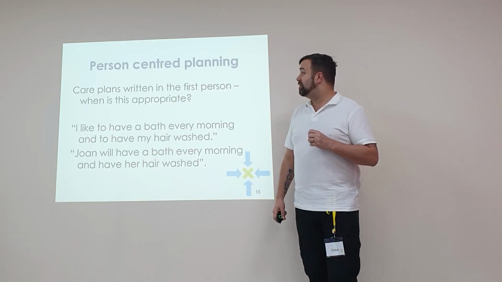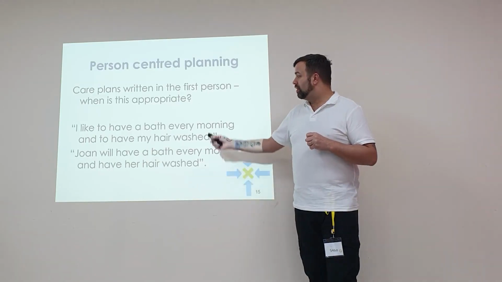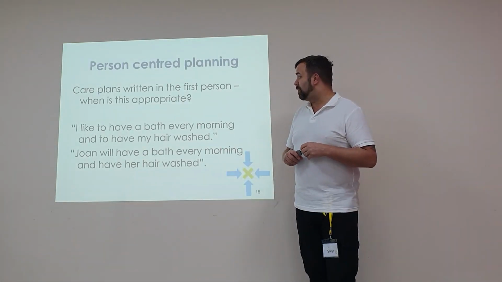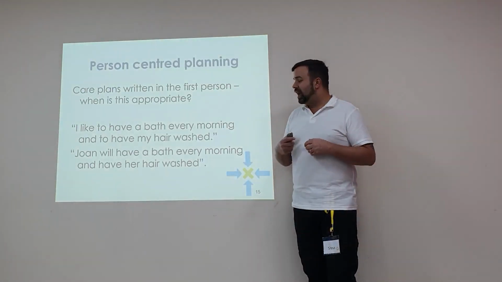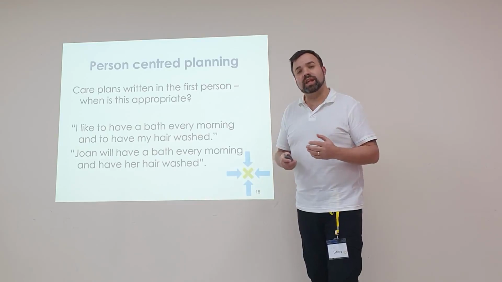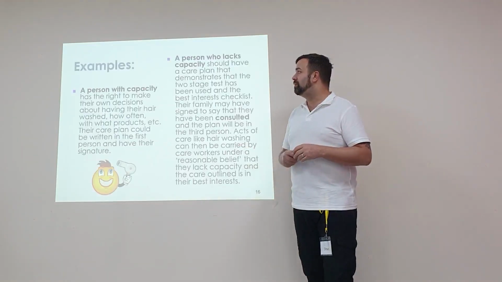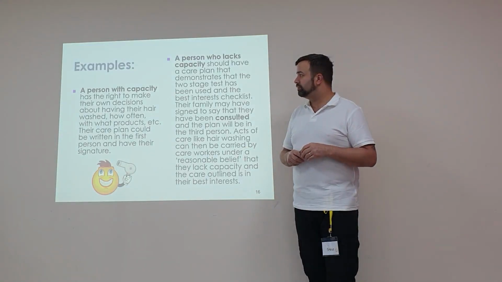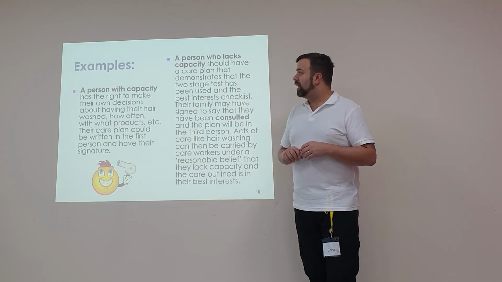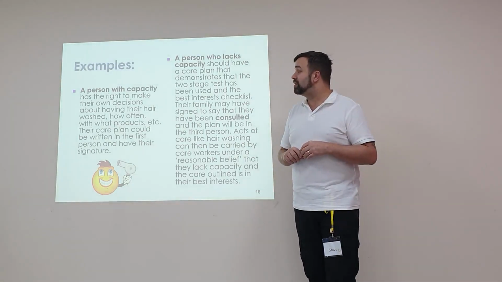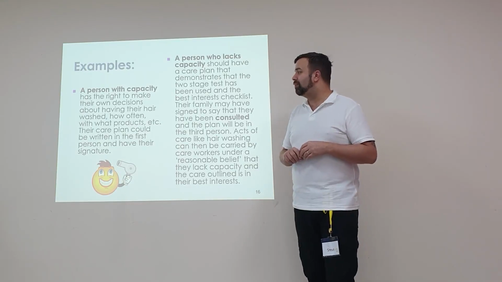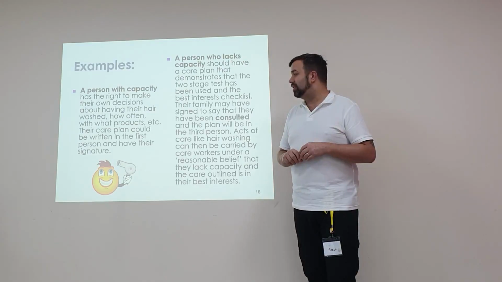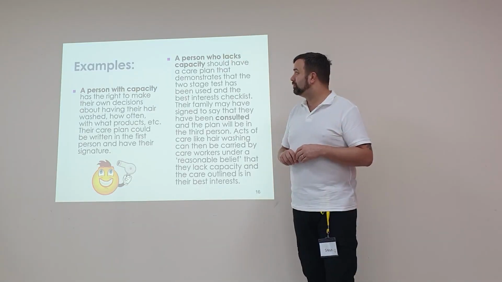Care plans are written in the first person. For example, I like to have a bath every morning and I have to have my hair washed. It's important we write this because it shows that they've been involved in the decision-making process. For example, a person with capacity has the right to make their own decisions about having their hair washed, how often and with what products. The care plan could be written in the first person and have their signature.